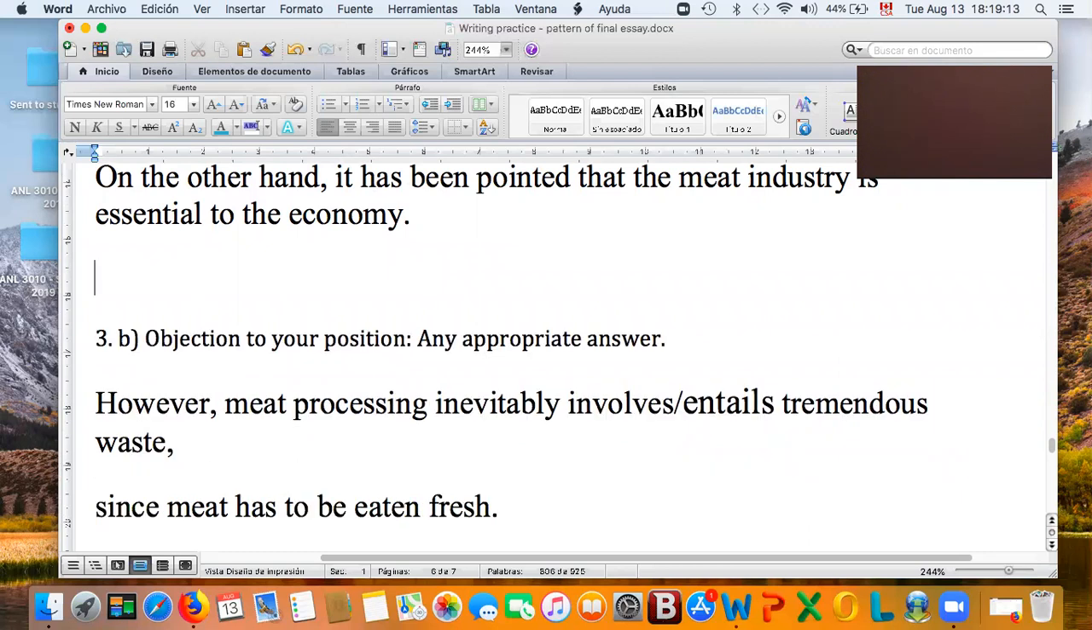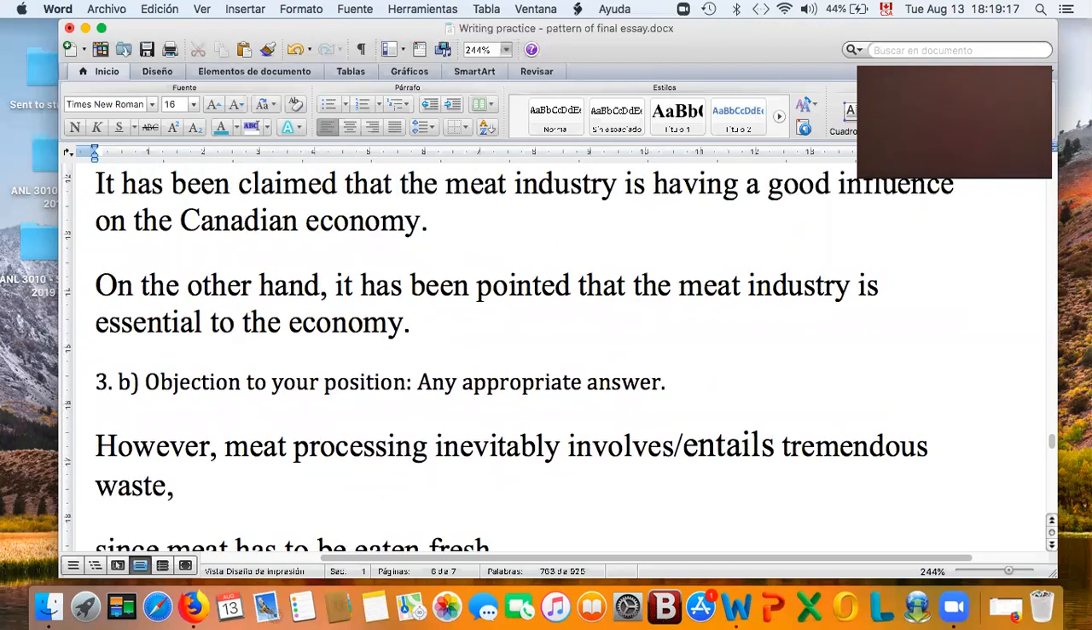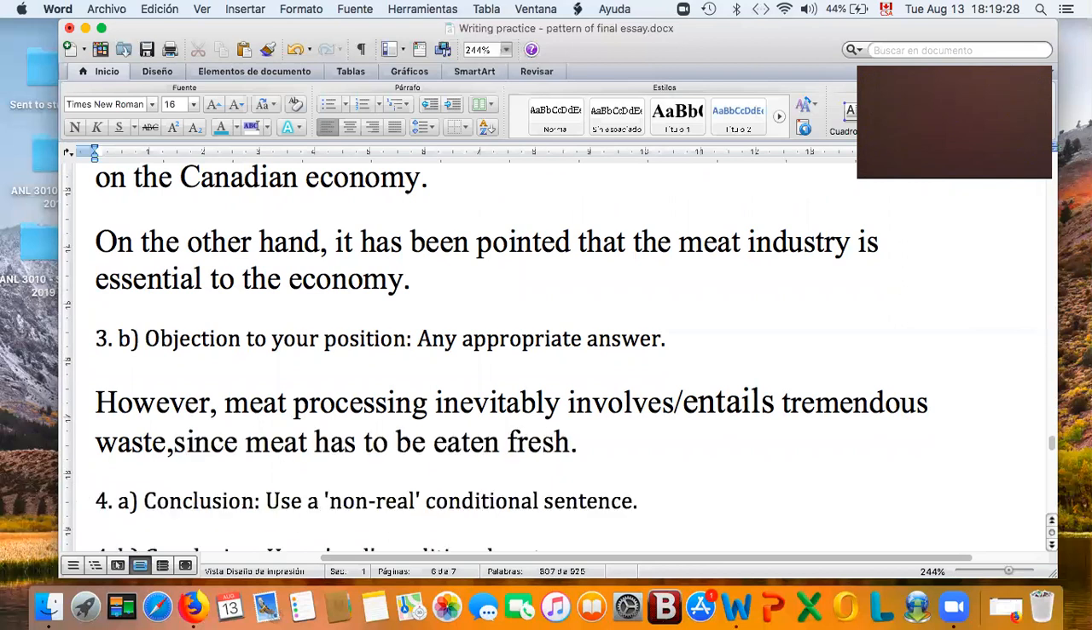Well, let's look at your answer. The answer is something like this. However, meat processing inevitably involves or entails tremendous waste, since meat has to be eaten fresh. I put this in here since. The writer had originally put due to the fact. Now, since and due to the fact mean more than because.